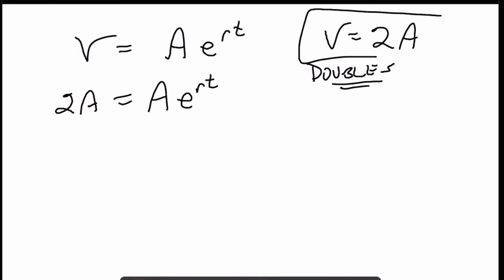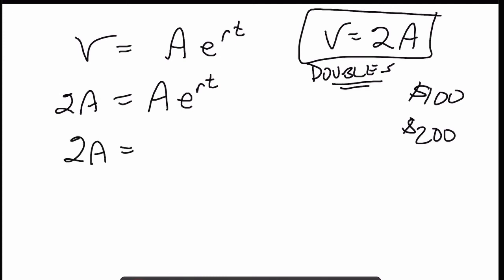Putting this, I want my money to double. So I have $100. I want to turn it into $200, right? So I want to ask a question like, if I have $100 and the interest rate's 5%, how long does it take my money to double? Well, I have this equation here that says 2A equals A e to the RT. If I want to double and the interest rate is 5%, I want to find out what T is.